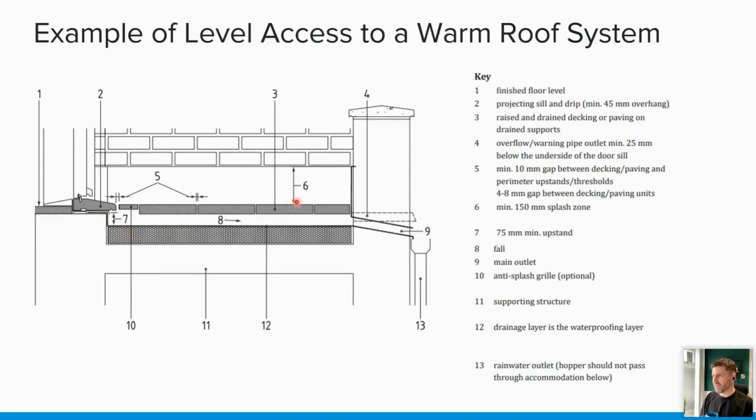Do these details need raising? And then at the back of here, you can see this number 6 again is your 150 millimeter upstand here. So that again is above the finished level. So in this instance, we're not measuring from the finished level of waterproofing, we're above the finished level of the roof. And in this instance, the finished level is the paving slabs. So we need 150 millimeters above there.